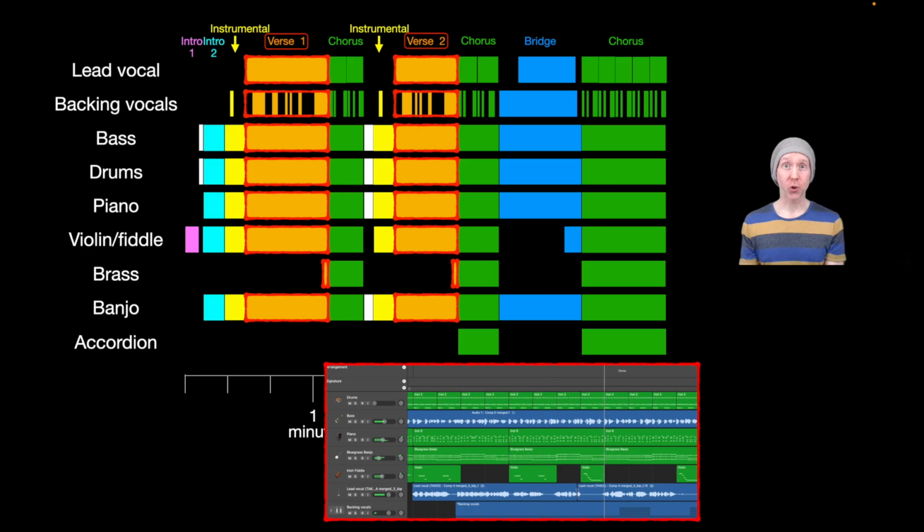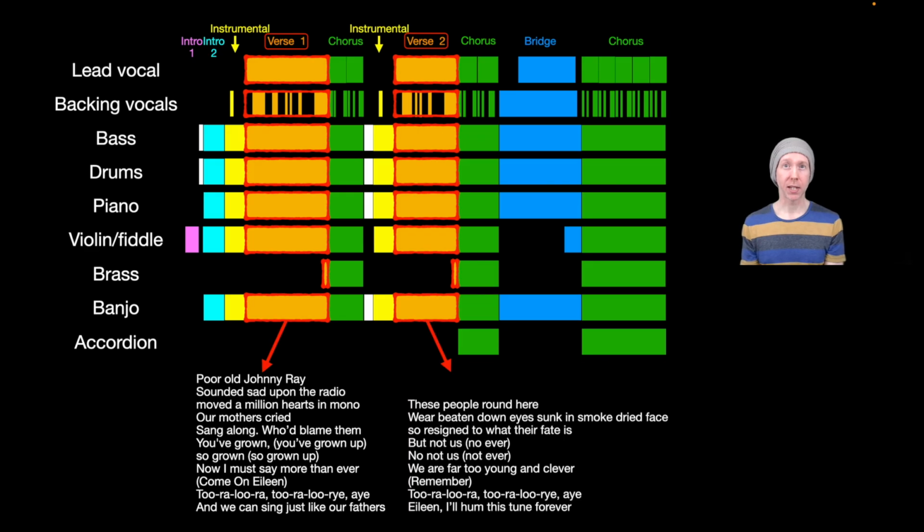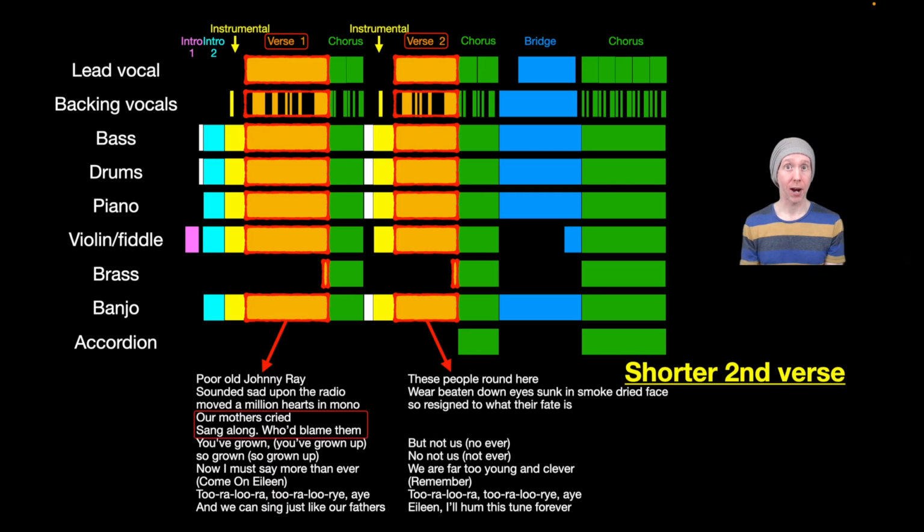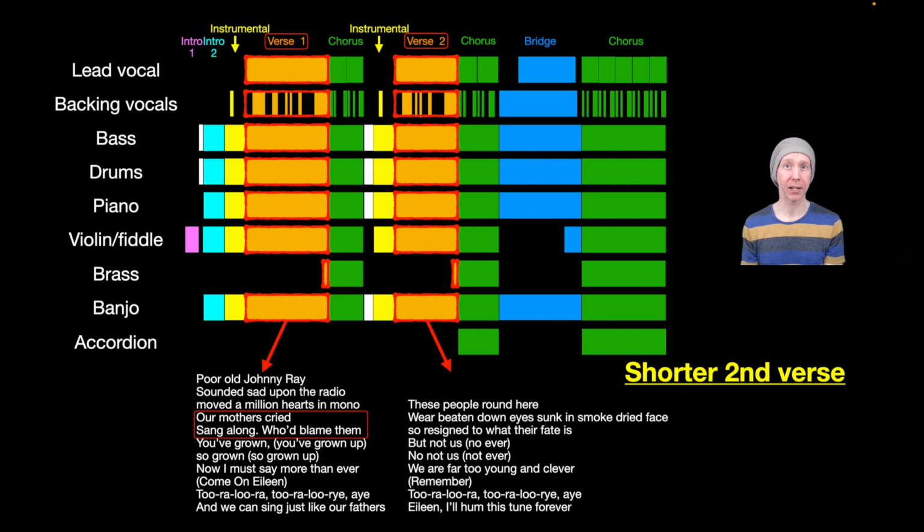Now there is a subtle structural difference between the two verses that most casual listeners probably don't even notice. And that is that the second verse is 4 bars shorter than the first. Specifically, the lyrical lines, "Our mothers cried, sang along who'd blame them," have no equivalent in the second verse. It just skips over this part, creating a shorter verse.